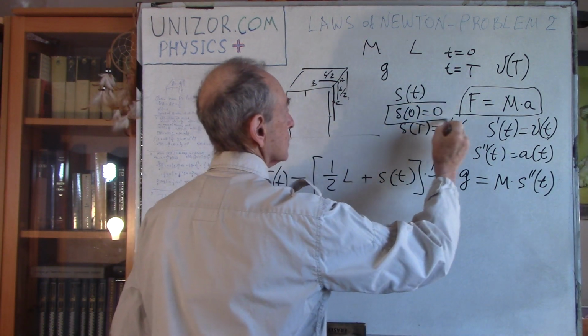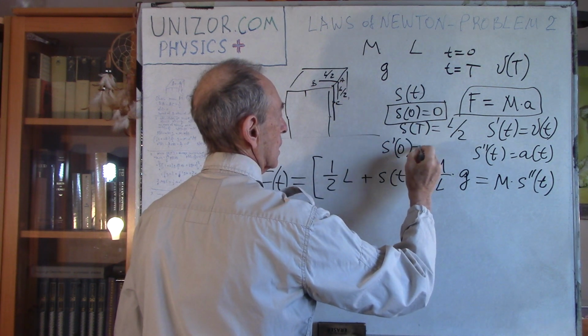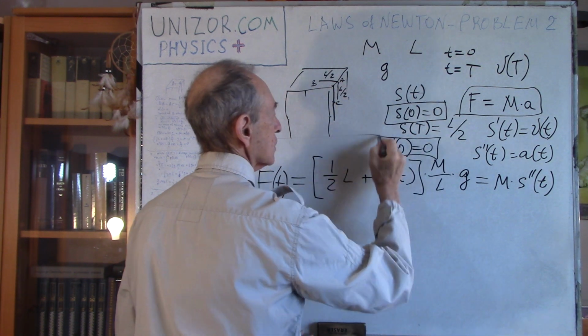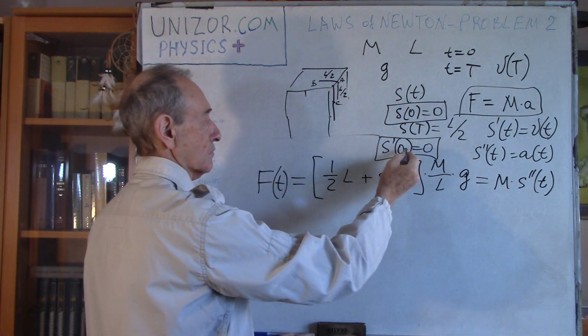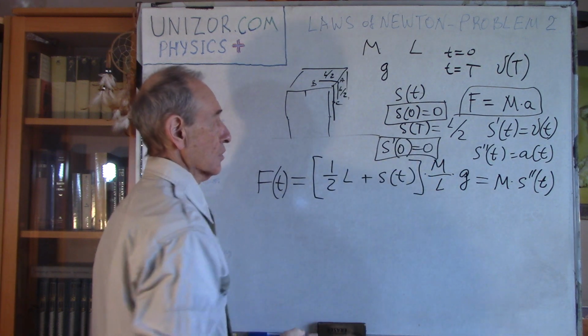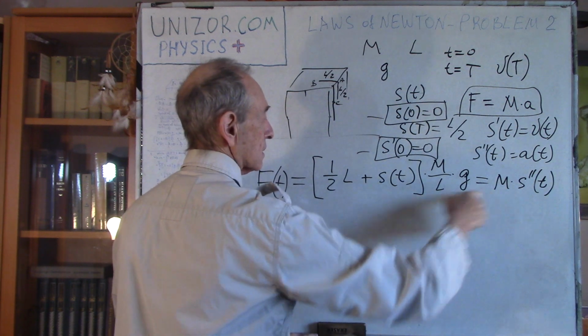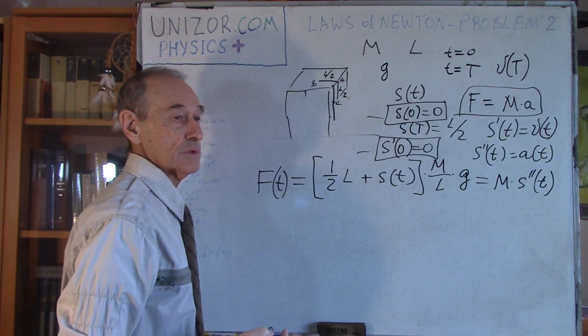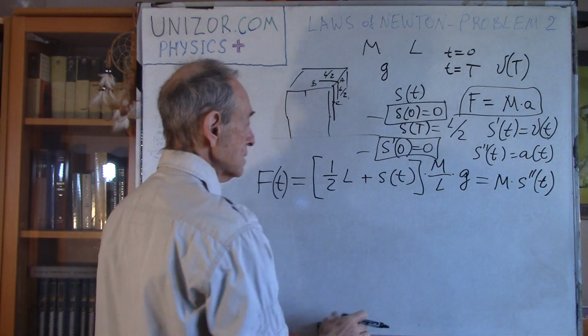This is one initial condition, and this is another initial condition. In the beginning, the chain is at rest, so the first derivative, which is the speed, is supposed to be equal to zero. So we have two initial conditions, a second-degree, second-level differential equation, and we can solve it basically.